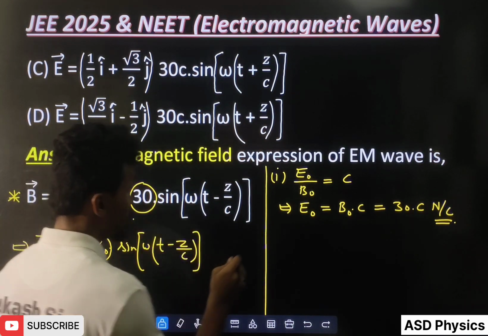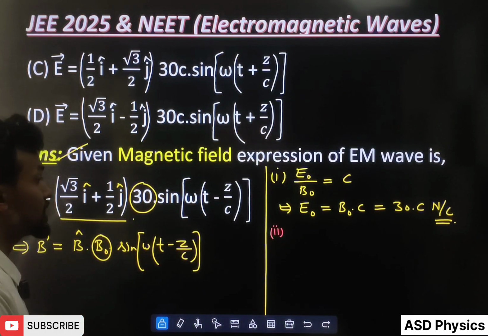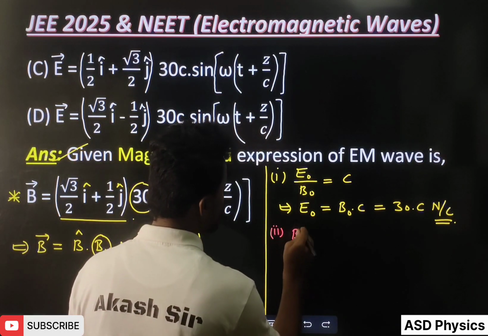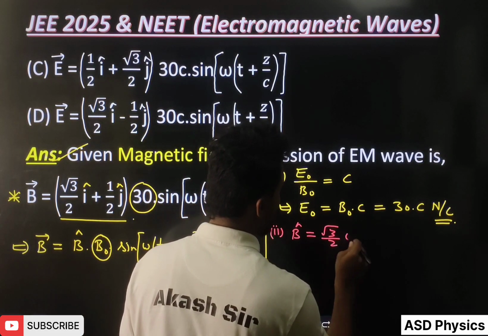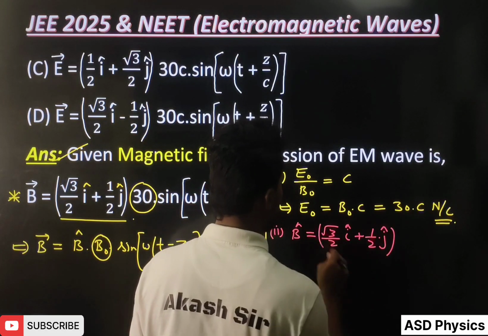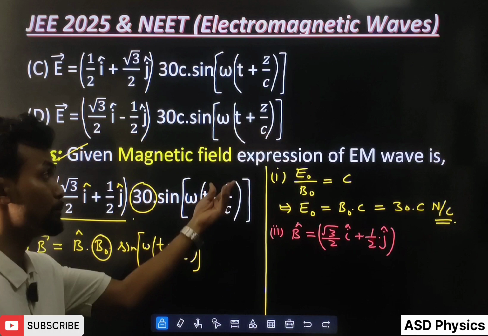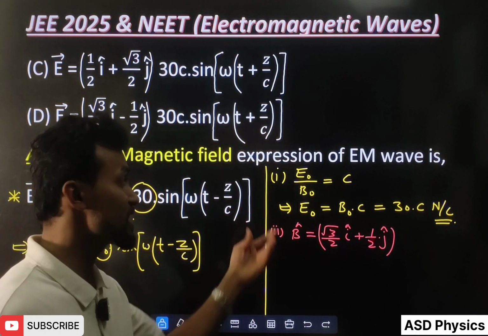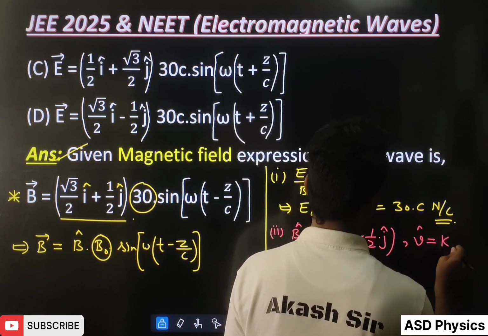Now after that, it comes to the direction. What is the direction of the electric field? We know the direction of the magnetic field. The direction of the magnetic field is given as B cap, root 3 by 2 I cap plus 1 by 2 J cap. Now the wave is traveling along which direction? You can see minus Z by C. That means the wave is traveling along the positive Z direction. Minus Z is given, that means positive Z direction. That means I can write here this V cap is K cap.